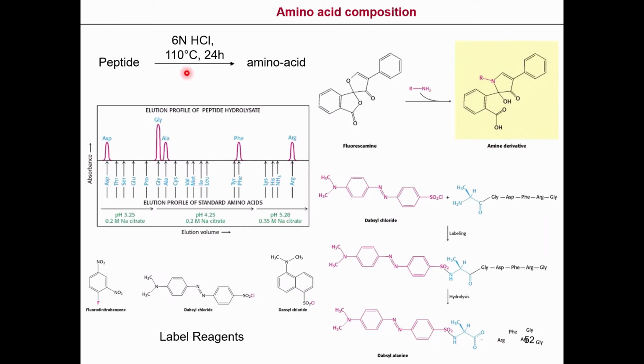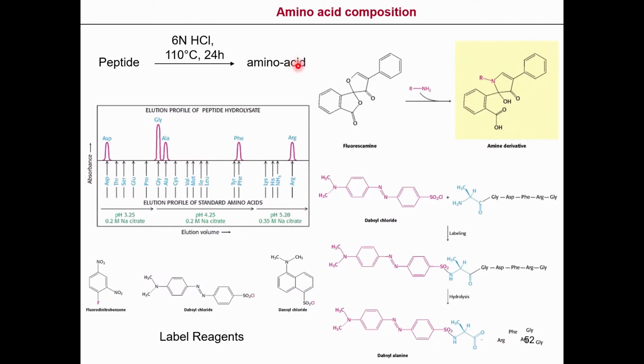Okay, so the first step to know the amino acid composition is to hydrolyze the peptide. So in acid media, you will heat and you have all the amino acids. With this reaction, heat and acid media, you will break the peptide bond between all the amino acids. So you will obtain a mixture of amino acids, and after you can analyze this mixture.